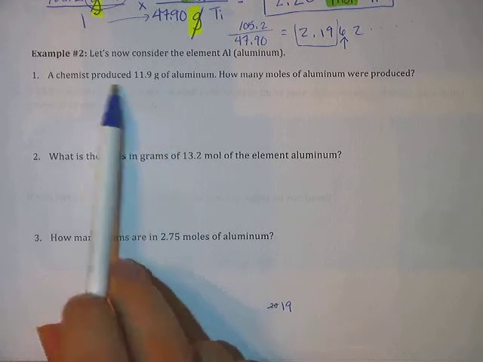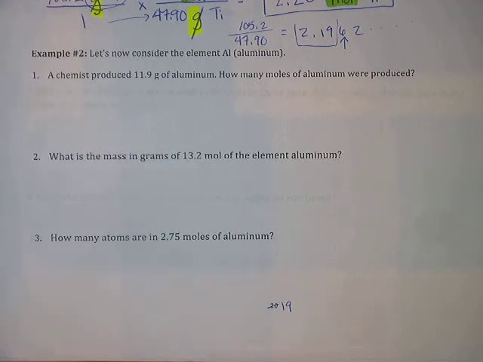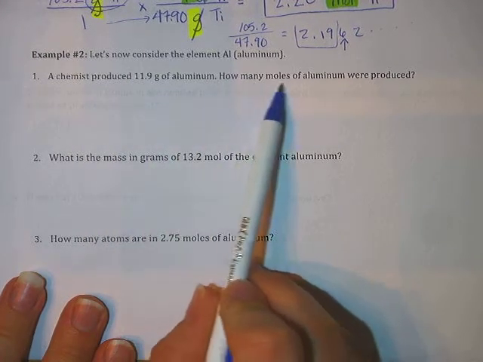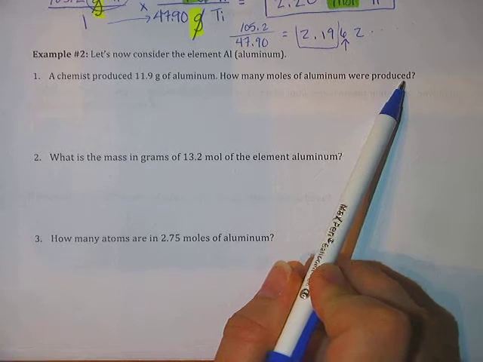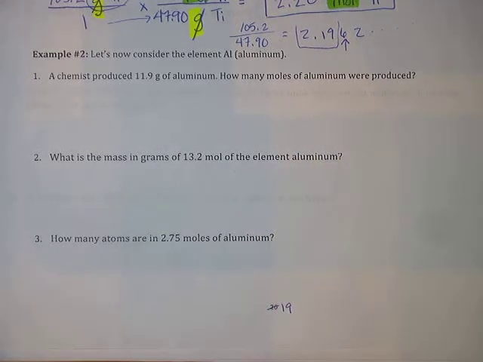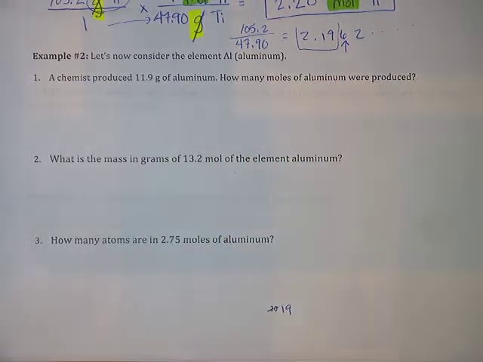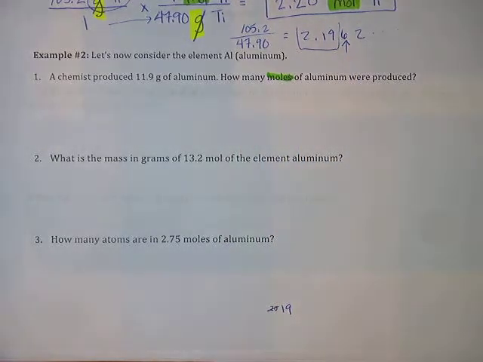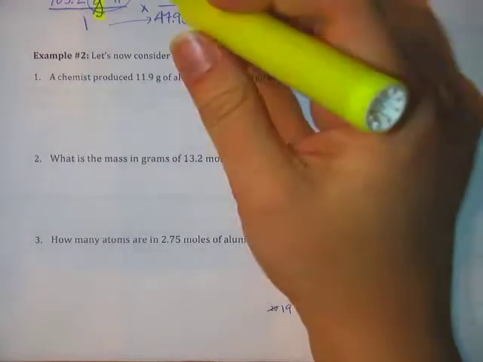Let's look at this next example. It says a chemist produced 11.9 grams of aluminum. How many moles of aluminum were produced? Again, we've got a color code. Before we can do anything else, let's color code. What words do you see here that need colors? I see the word moles, should be green. Grams should be a color. What color are grams supposed to be? Yellow, golden grams.